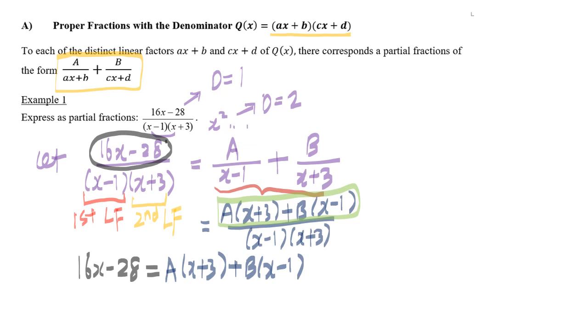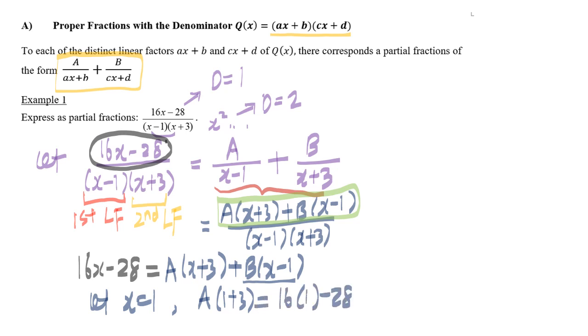So I'm going to eliminate the constant B first. I'm going to let x equal 1. So you have A times 1 plus 3, that is 4. Of course, this one will give you 0. Then that will be 16 times 1 minus 28. So 4A will be equal to negative 12. A will be negative 3.